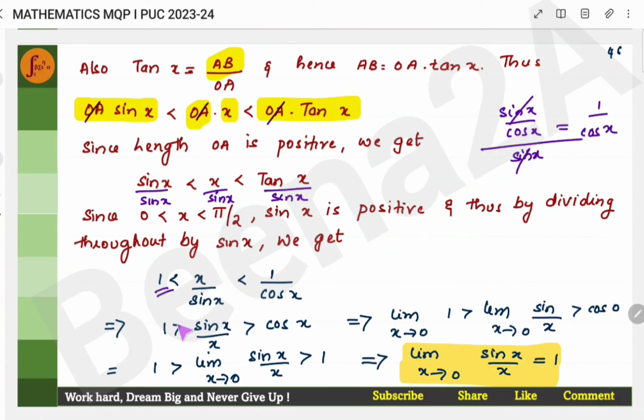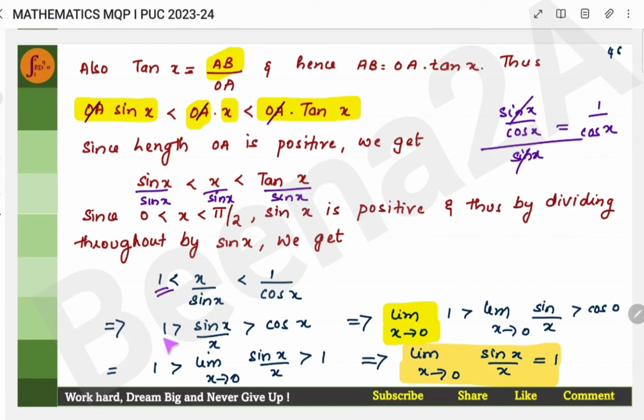Now, I'll reverse this because I ultimately want sin x by x. Here I have x by sin x, so I'll take the reciprocal of the entire expression. Here it will become 1 by 1, here I'm taking the reciprocal, here also I'm taking the reciprocal. Right? Now, I'll apply the limit x tends to 0 on this expression.